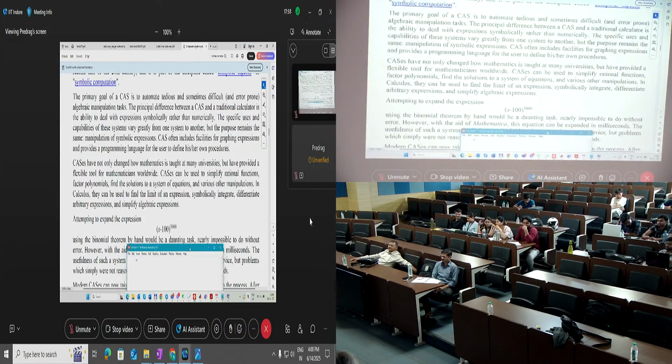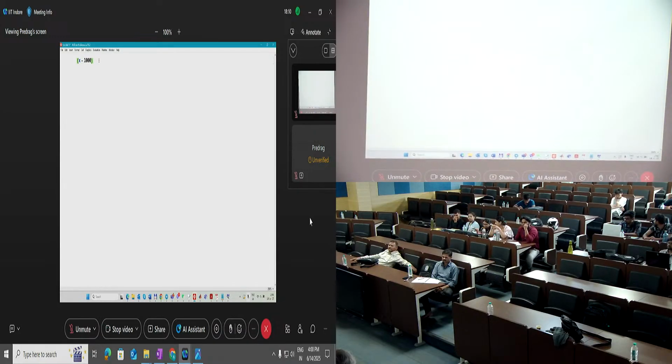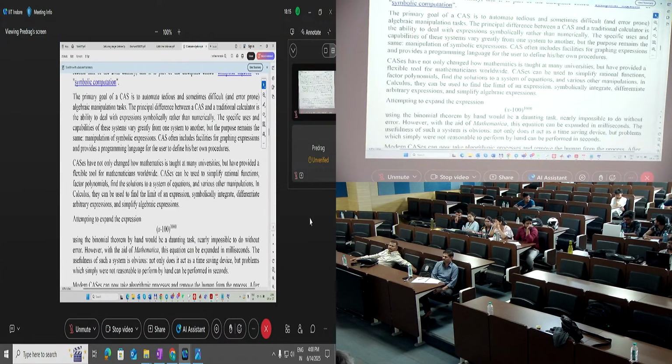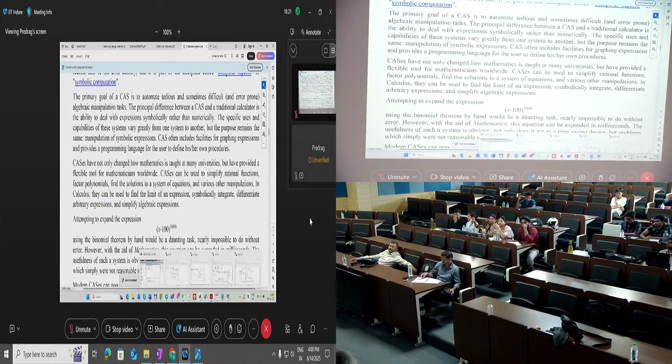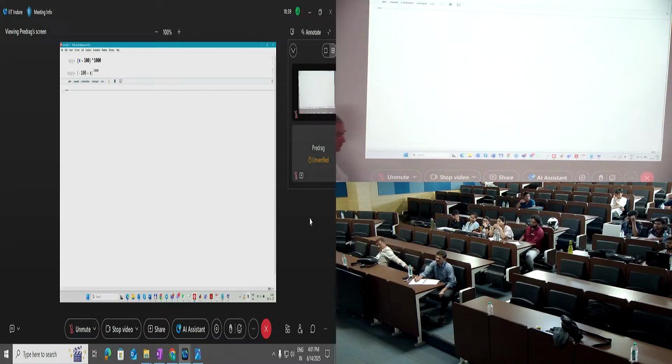x minus 100 power 1000. Where is Mathematica? Shift enter will give evaluation. Shift and then enter. Okay.